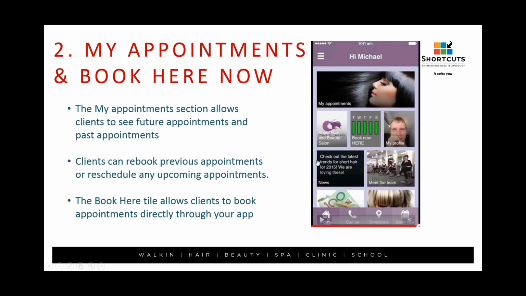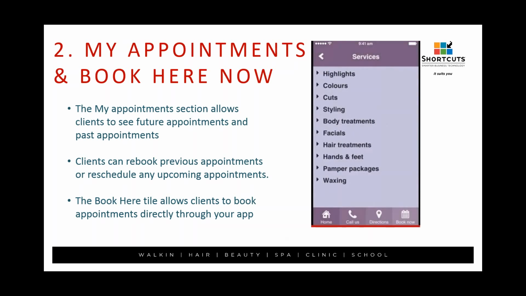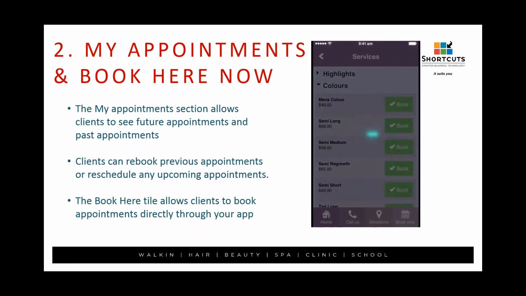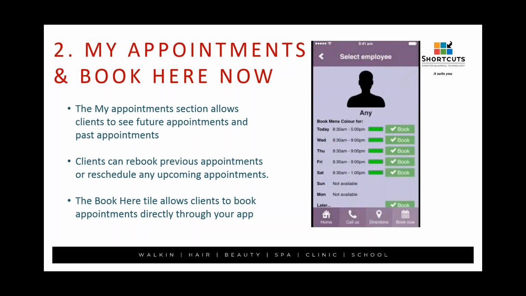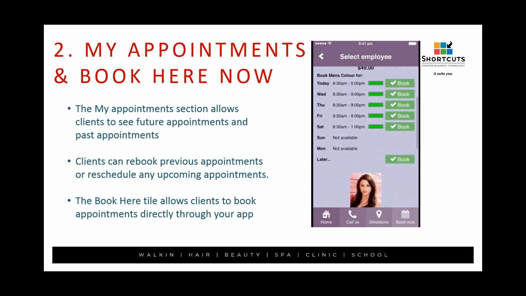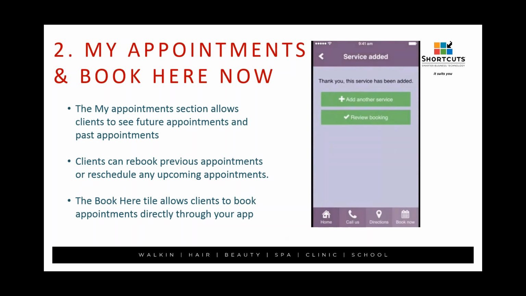So I have a little video here that we'll take a look at. You can see we select that Book Now tile and it sends us straight through to the services to select what we'd like to see. I can click Book right next to those items. Then it sends me through to select an employee. So just like our BookMe, you can select any, or you might prefer to see Candace or maybe Jennifer. And you can see that it shows their availability as well.